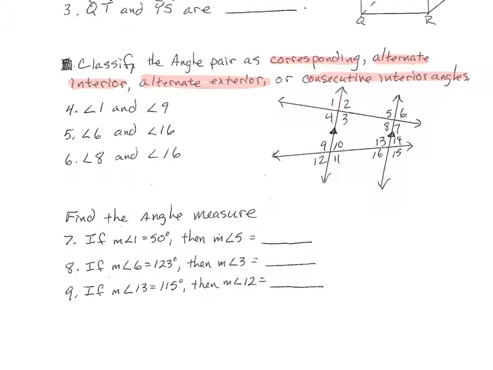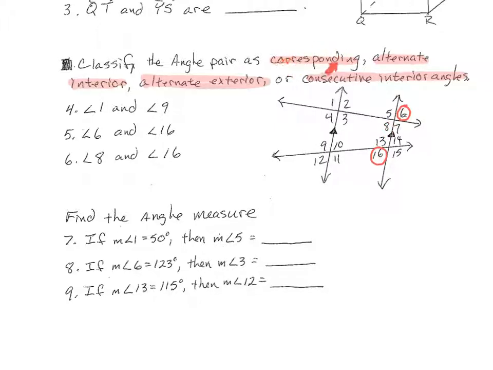6 and 16. Angle 6, angle 16. What kind of angles are those? You've got one on each side of the line, kind of diagonal from each other. Which of these would it be?